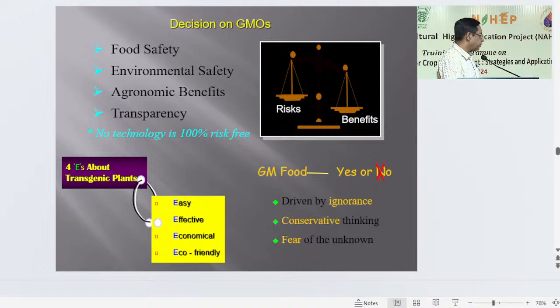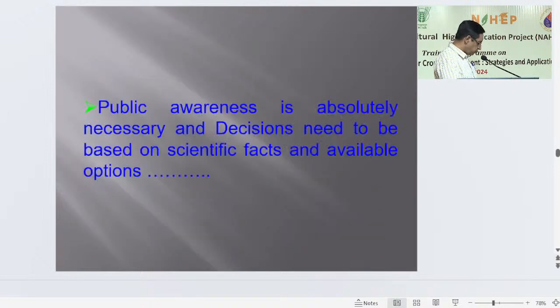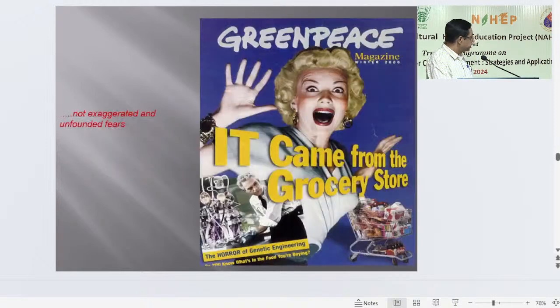And a lot of debate, GM food, yes or no. Primarily, I would say it is driven by ignorance, conservative thinking, and fear of the unknown. Pata nahi kya ho jayega. And the 4 E's about the transgenic plants: they are easy, effective, economical, and eco-friendly. And public awareness is absolutely necessary, and decisions need to be based on scientific facts and available options, and not on exaggerated and unfounded fears, like from organizations like Greenpeace. There is no need to be panicky about that. Think about it wisely, whether a country like ours with more than 1.4 billion people to feed can really have the luxury of doing without GM.